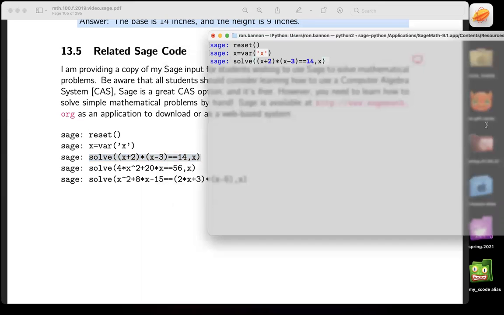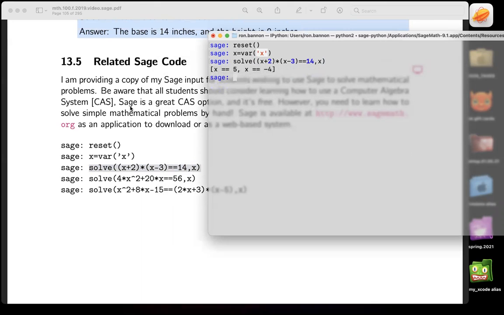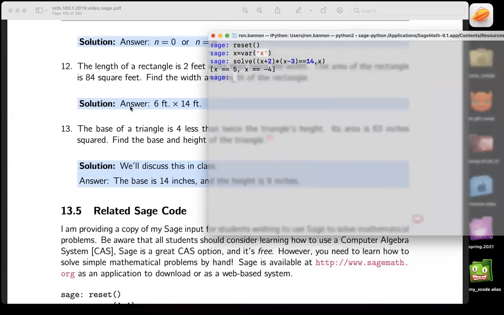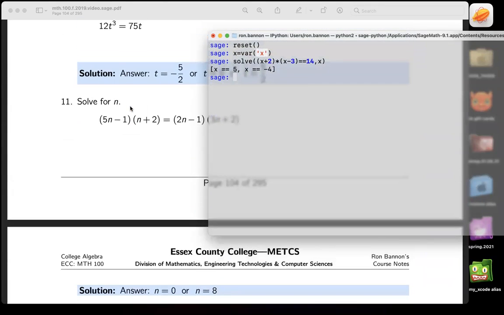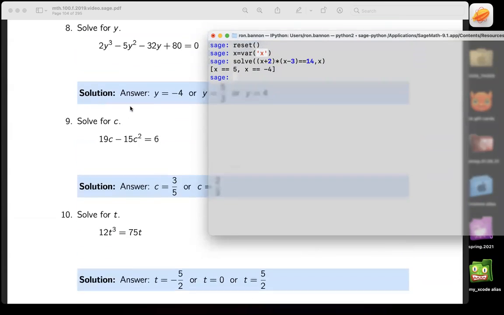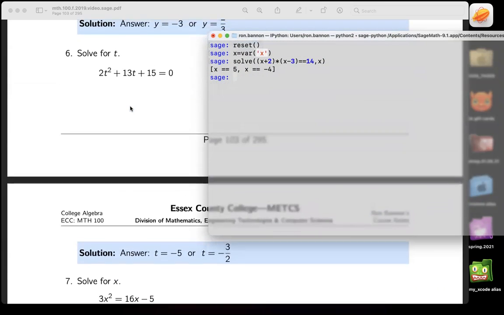This is an equation. The equation is (x+2)*(x-3). That double equal sign says it's equal to 14. And then the comma x is solve for x. And what do I get? When I do that, it's going to tell me the answer is 5 or minus 4. I'm going to go back over the notes, and I want to point out that is probably one of the problems that I did or you did. All right, I'm going to look at it.